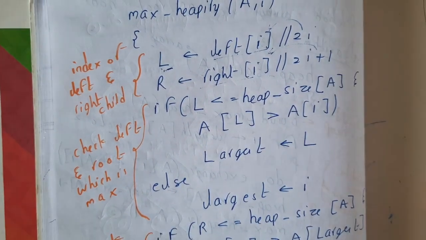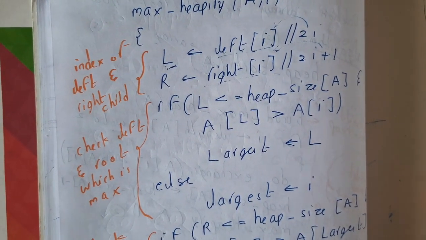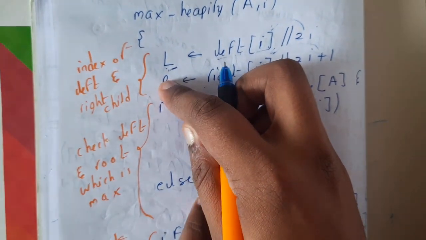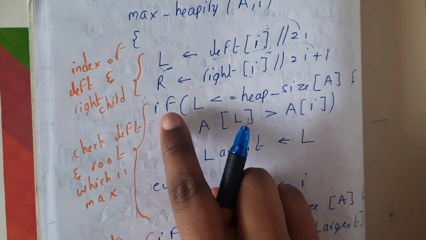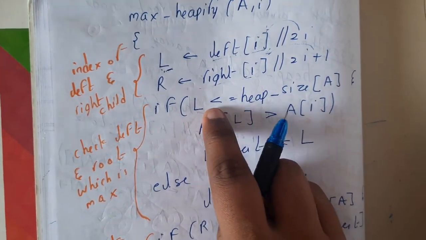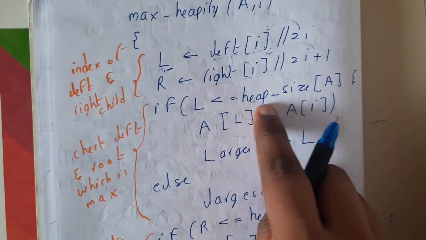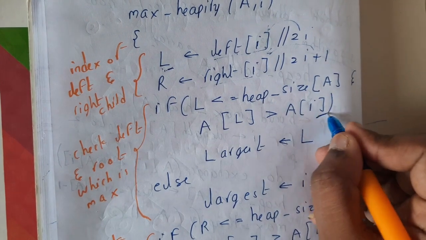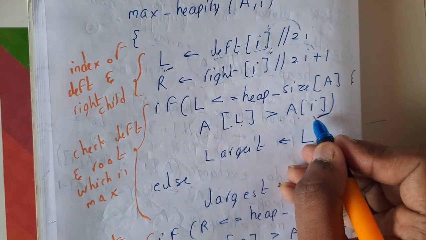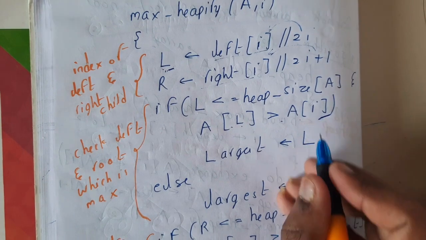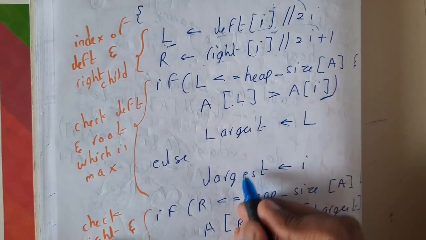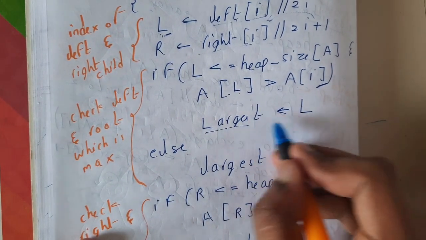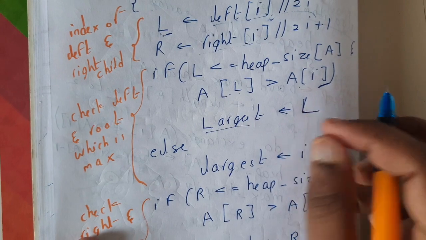After that, I told you we will be comparing the left element with the parent, and the maximum element with the right child. That is what I have just written here. If the left child index is less than or equal to the heap size of A and A of L is greater than A of I, where I is the parent, right? If it is true, we will set largest. I have defined a variable largest, in which I am storing the value of L, the new value.